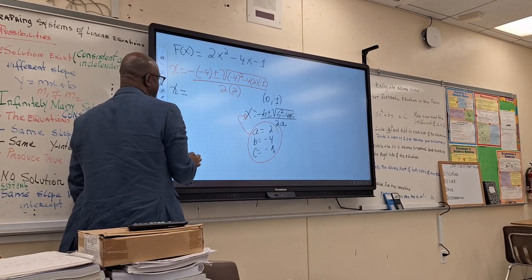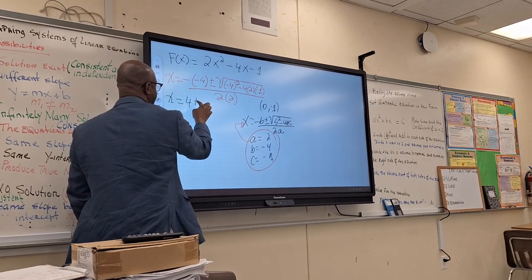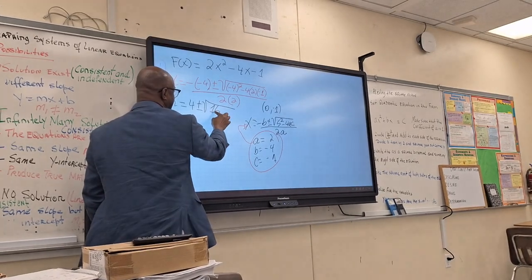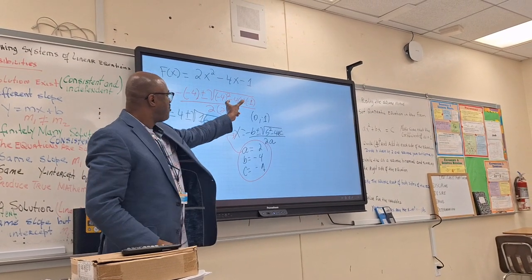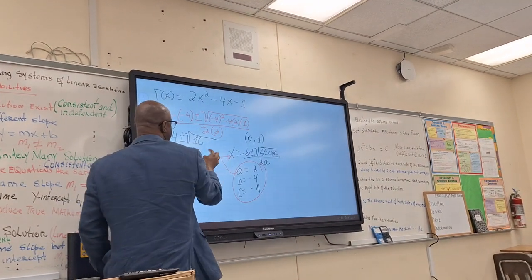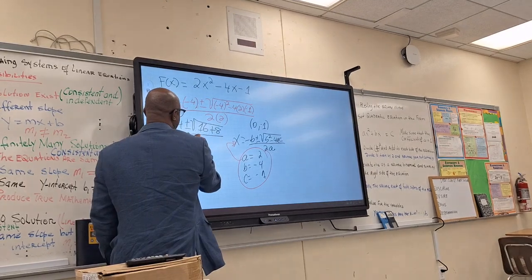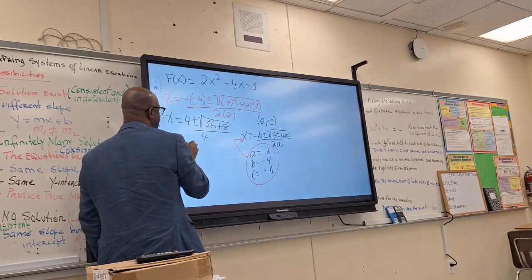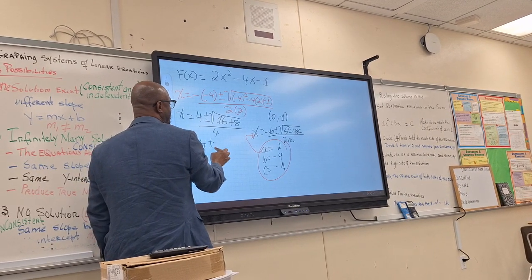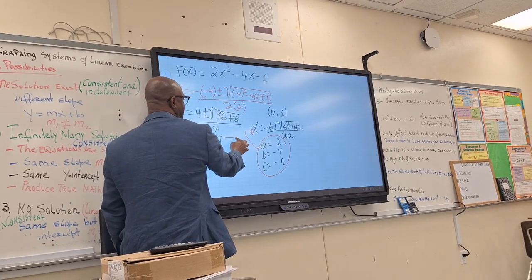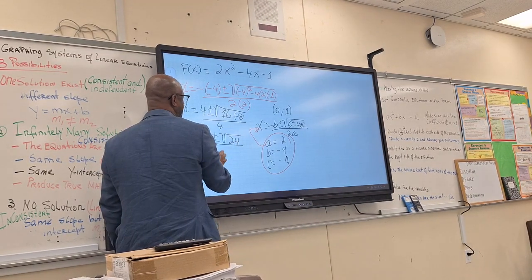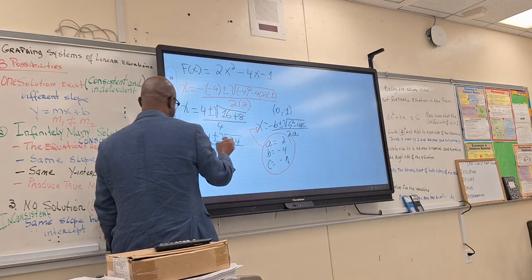Two negatives become positive. 4 plus the root of what? 16. That becomes 16. I need to see where that number comes from. And this becomes what? Positive 8. I can see two negatives become positive 8, over 4. x equals 4 plus or minus the root of 24. Everything is over 4.